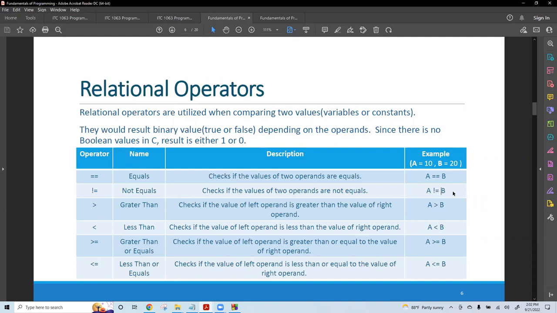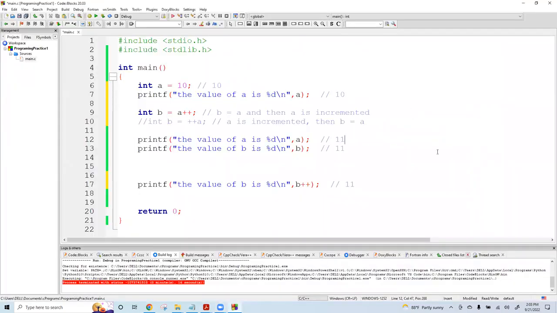Not equal. In this case, A is 10, B is 20. So what would be the result? In this particular example, what would be the result? It would be 1, yes, because these are not equal.